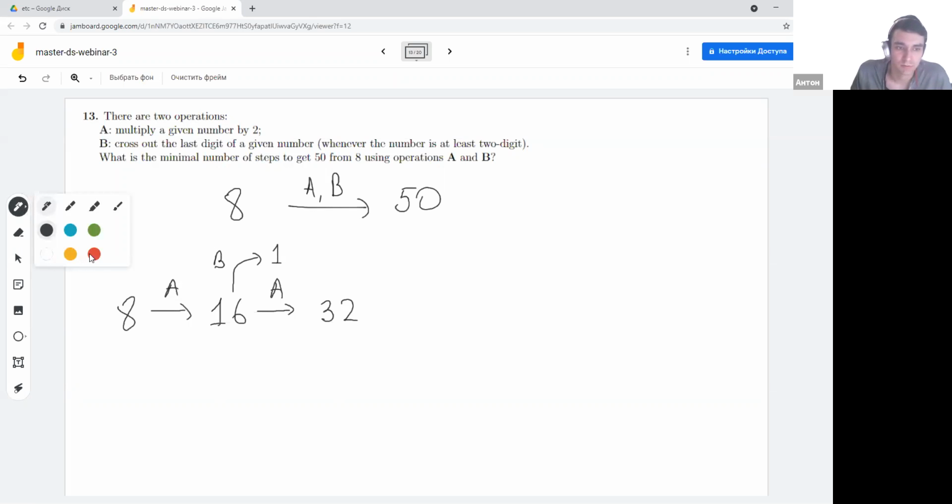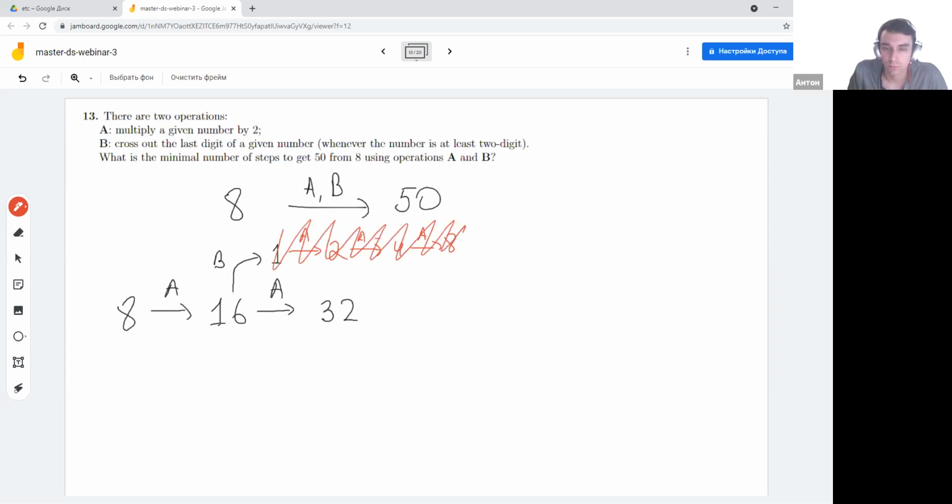But now let's see what happens. If we go to the upper branch and get 1, then we'll have only one way to proceed. Only operation A is applicable. And again, only operation A is applicable. And again, only operation A is applicable. And we get back to 8. So if we want to get to 50 using a minimal number of steps, this particular branch is not what we want. We don't want to go here, okay? So we want to go along this branch.